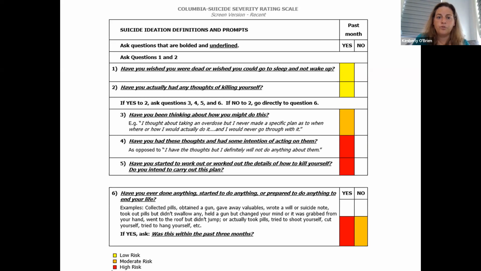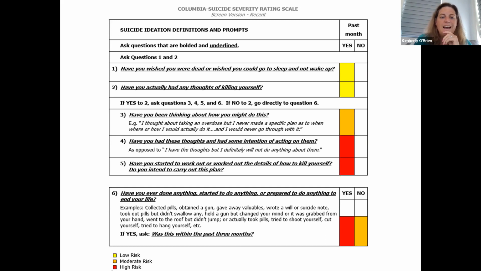Okay, so questions 3 through 5 are getting at this idea of plan, intent, and access. Number 3, have you been thinking about how you might do this? And if they're like, what do you mean? You could say things like, have you thought about how you might try to kill yourself, a way that you might try to do this. And so that's what you're trying to get at. A kid might say, I thought about taking an overdose, but I never made a specific plan as to when, where, or how I would actually do it. And so then you do a check mark if they say yes or no.